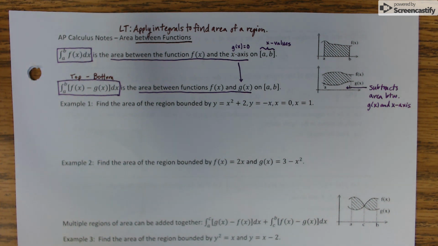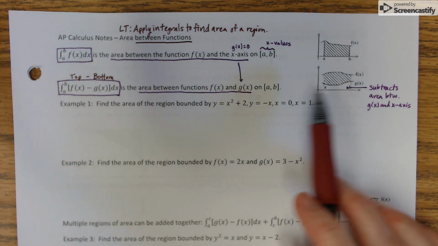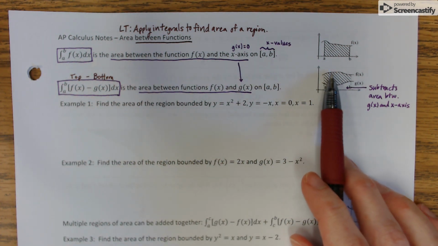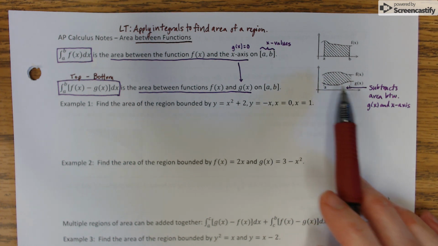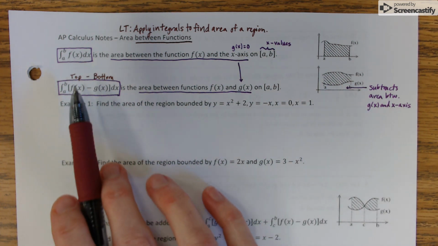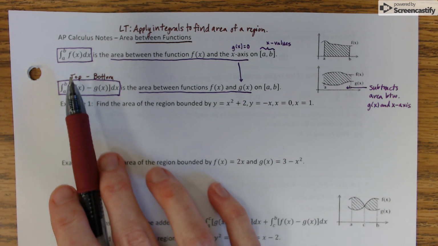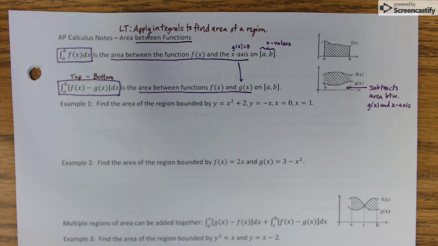It's really important that we do the subtraction in the right order, otherwise our area will come out to be negative. So in our picture here, the f of x function is the greater function, and we subtract g of x, which is the lesser function. Another way to think about it, and this might be easier to remember as well, is that you always do the top minus the bottom functions.